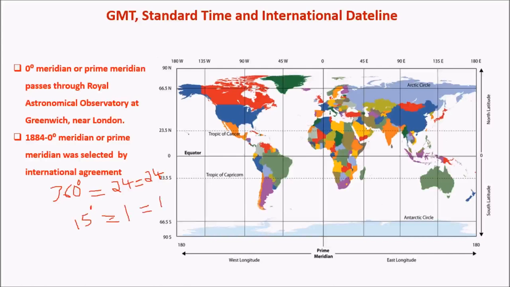So we see that from this, 1 degree would correspond to 4 minutes. So why is all this done? We know that in a day there are 24 hours. The earth would cover an angle of 15 degrees in this 1 hour. So it can cover a total angle of 360 degrees in 24 hours. So by this measure, we see that every 15 degrees would correspond to 1 hour.